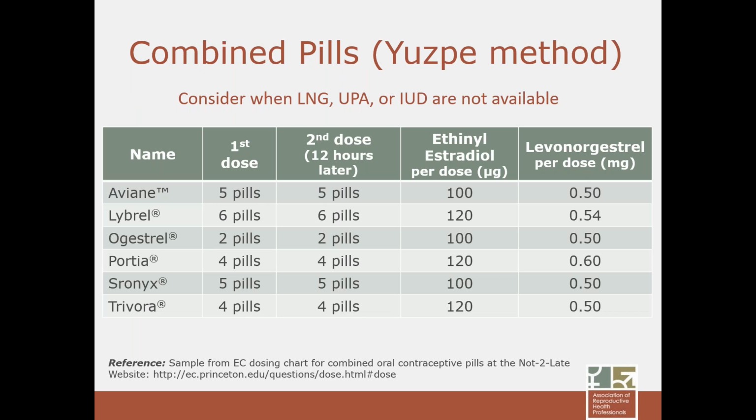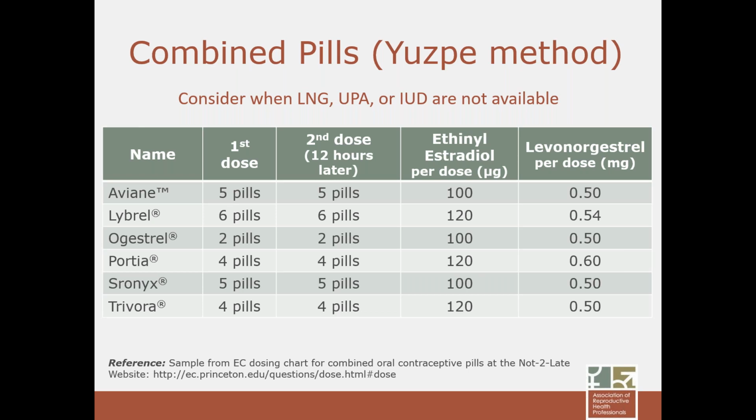The last method that I'm going to review today is the combined hormonal contraceptive pills, which are also referred to as the Yuzpe method. Combined hormonal contraceptives can be used for emergency contraception. The slide shows a sample of the types of pills that can be used. Of note, all of the pills that will appear in the Yuzpe method do contain either levonorgestrel or norgestrel, as it has been the hormone that has been documented to be most effective. This method requires that a woman take 2 doses and a varying number of pills depending on the concentration of levonorgestrel in the pills that she has.